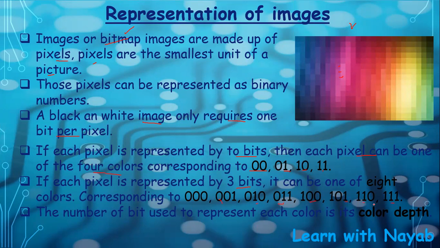So the more bits we use for a pixel, the more colors we can choose from. If we use 3 bits for 1 pixel, it can be one of 8 colors. If we use 2 bits for 1 pixel, it can be one of the 4 colors. The number of bits used to represent each color is the color depth. So if we're using a pixel of yellow color, the number of bits used for that pixel's color is the color depth.